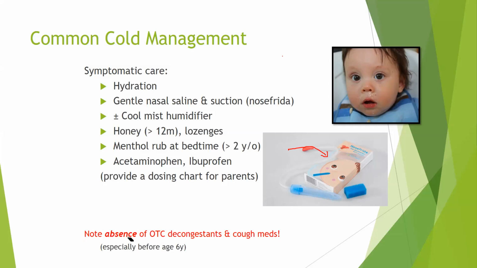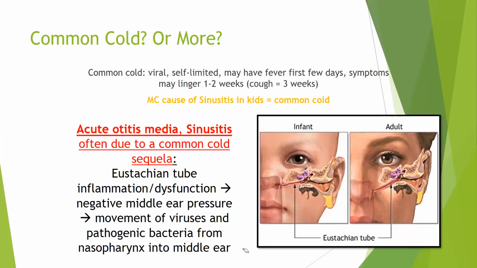I like to abstain from decongestant and cough meds, especially before the age of 6. Children have a higher incidence of pneumonia when they are given antitussives. The cough reflex itself protects the lower airway from pathogens, and so when we suppress coughs in kids, they end up with pneumonia down in the lungs, so we want to be careful with that.